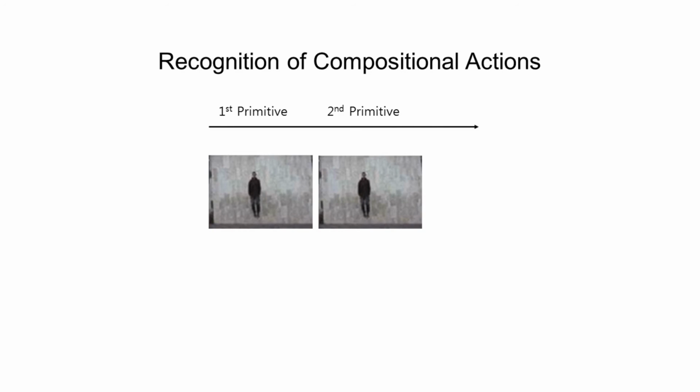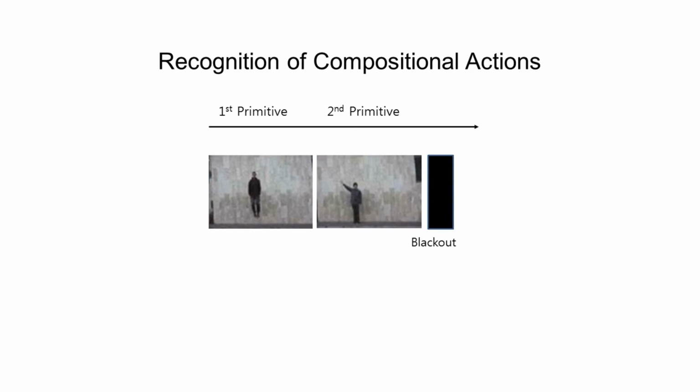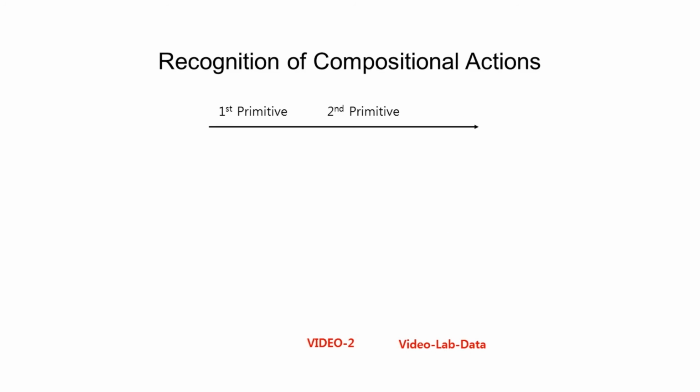So first is jumping, next one is jumping, and the blackout signal comes, and the network has to answer which one. Then next the first is jumping, and the next one is a waving hand, and then the blackout comes and it answers. So the answer is always in a delayed-response manner. So the network has to answer it. I'm going to show the video of this one.